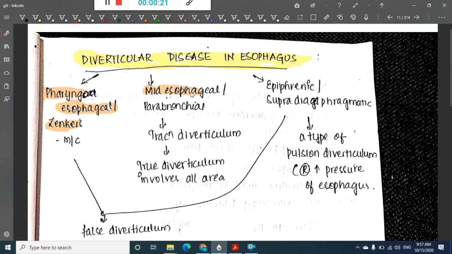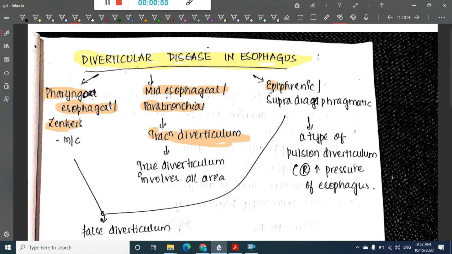Then we have mid-esophageal or parabronchial diverticulum, which is a traction diverticulum. What does this mean? For a false diverticulum only the mucosa is involved, but a true diverticulum forms due to the outpouching of the mucosa, submucosa, muscularis layer and serosa. So that is a true diverticulum, which is the traction diverticulum, that is the mid-esophageal or parabronchial diverticulum.